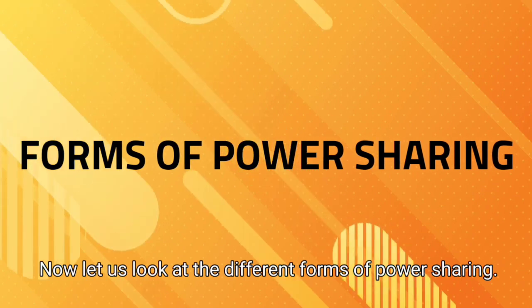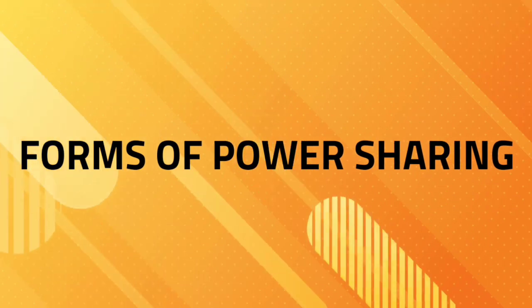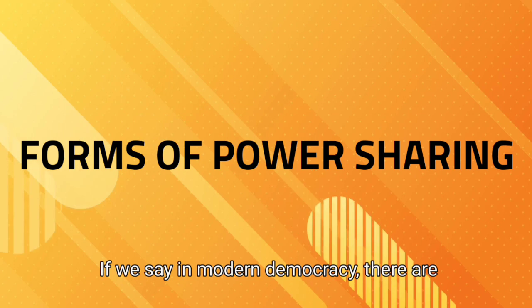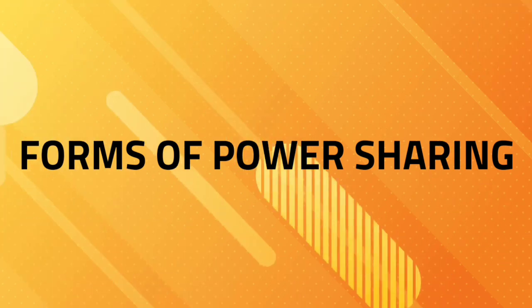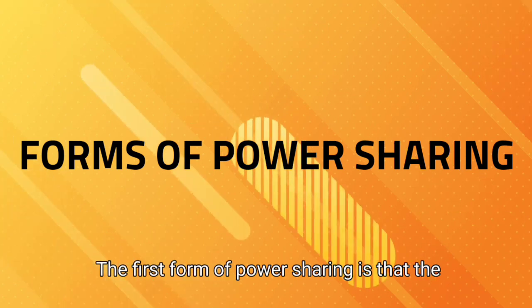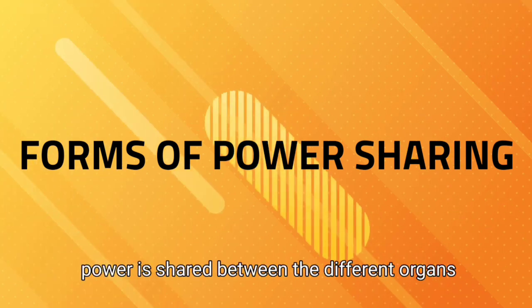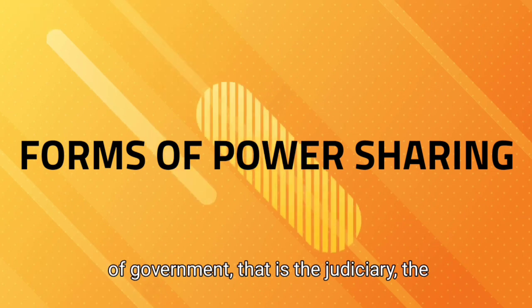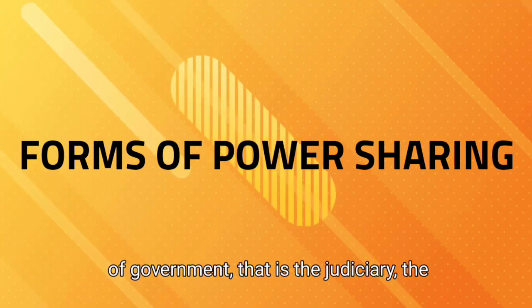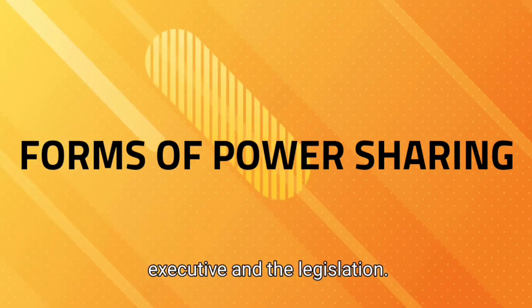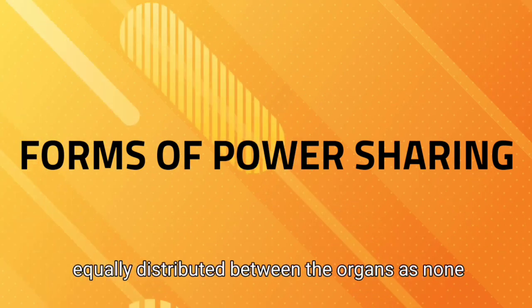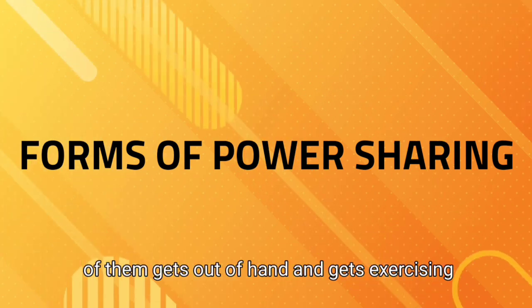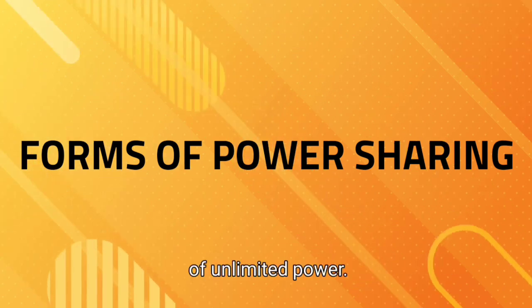Now let us look at the different forms of power sharing. In modern democracy, there are actually 4 different forms of power sharing. The first form is that power is shared between the different organs of government, that is, the judiciary, the executive, and the legislature. Our constitution makes sure that power is equally distributed between the organs, so that none of them gets out of hand and exercises unlimited power.